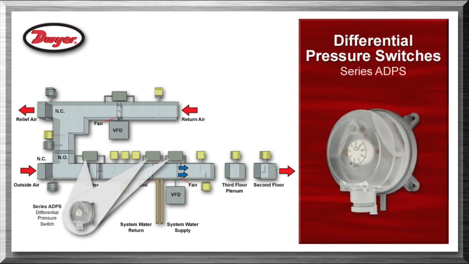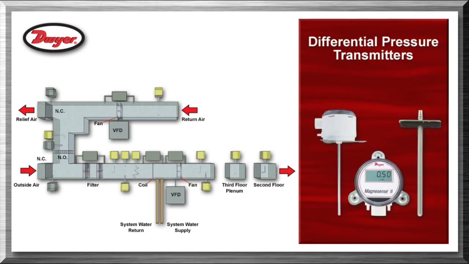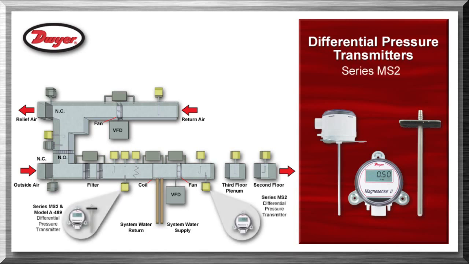Differential pressure switches, series ADPS, are used as a frozen coil alarm by monitoring the pressure loss across the coils in a duct to indicate a frozen coil condition. They are also used as a dirty filter alarm by monitoring the differential pressure across the filter. Differential pressure transmitters, series MS2, are used with a static pressure sensor such as the model A-489 or with an inherent static probe to monitor discharge air and mixing air duct static pressures.